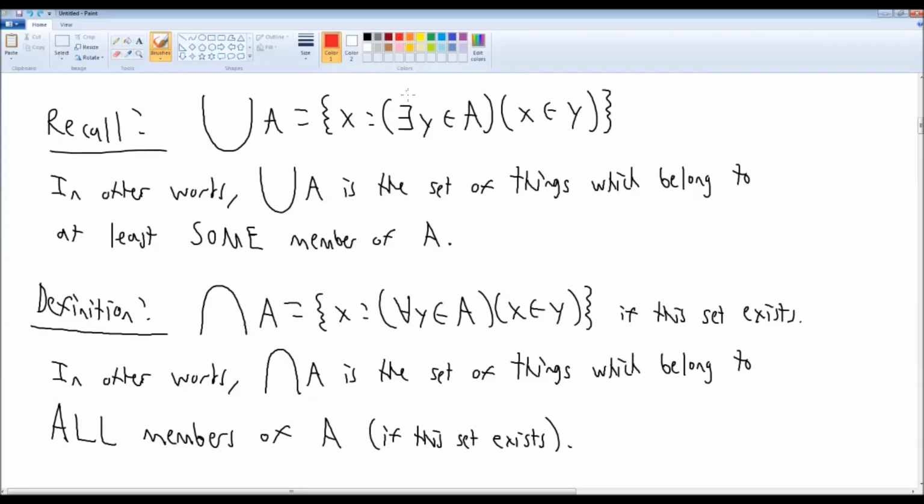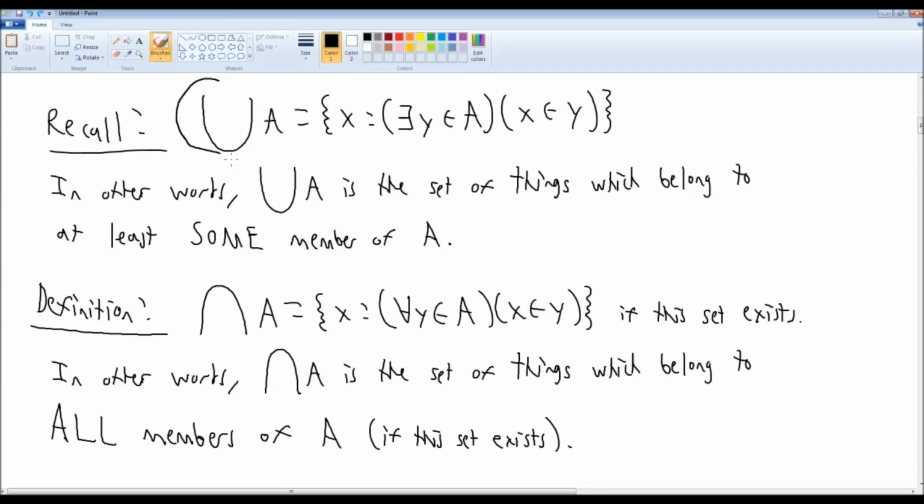Notice that the only difference in definition is that the union uses the existential quantifier, whereas the intersection uses the for all quantifier. But notice I said "if the set exists," because, spoiler alert, it's not always going to exist.